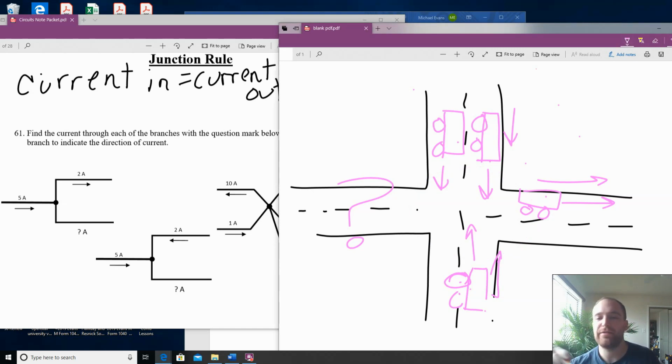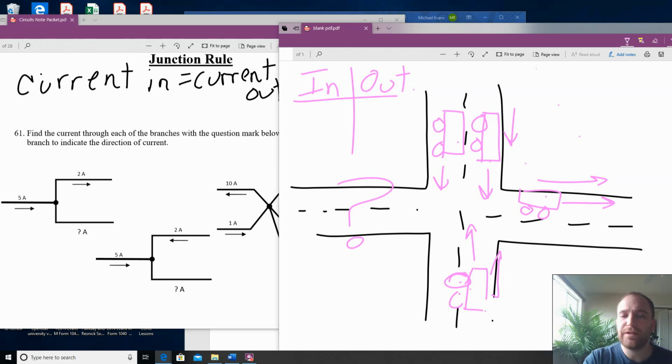So something that I find helpful is I like making a chart. You guys know that I like charts at this point of the year. So I'm just going to make a quick list of how many cars are going into the intersection and how many cars are going out of the intersection. And I'm going to use that to help me out here. I know the numbers aren't super complicated right now, but if they were complicated, a chart might be helpful. So I'm going to write down in, out. And I'm going to list all the cars that I know, and then hopefully we'll be able to figure out this missing value.